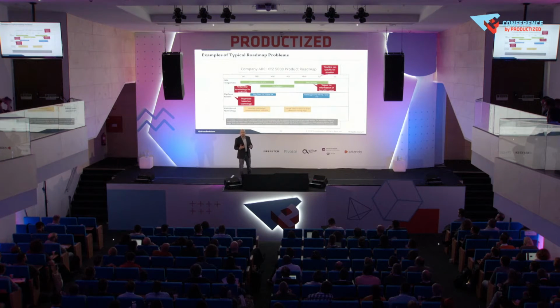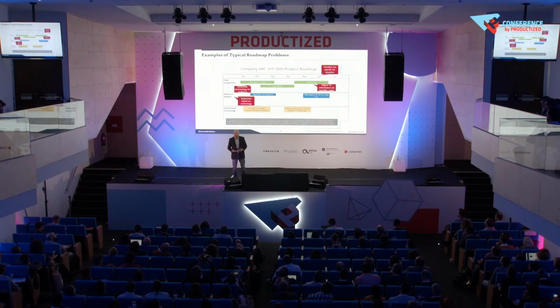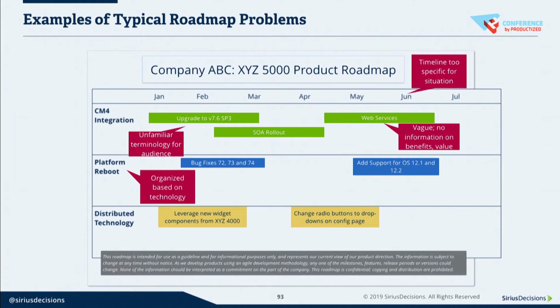Most roadmaps are organized into what we call swim lanes, right? Think of a pool and you've got the different lanes that you swim in. So this is an example of what I see a lot, which is where roadmaps are organized based on technology. And this makes a lot of sense if you're talking to engineers who think in terms of technology. But if you're talking to a customer, they don't really care about CM4 integration versus a platform reboot, right? They don't even know what those things are. So we're using language that doesn't make sense to our audience.